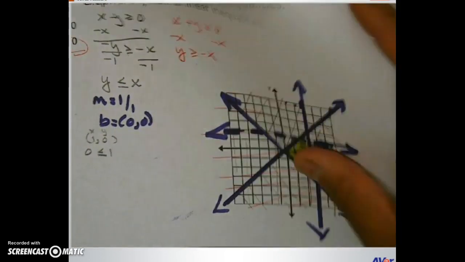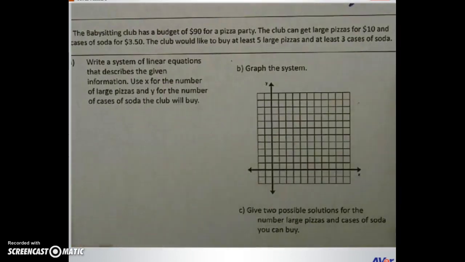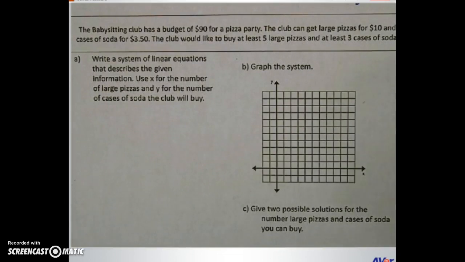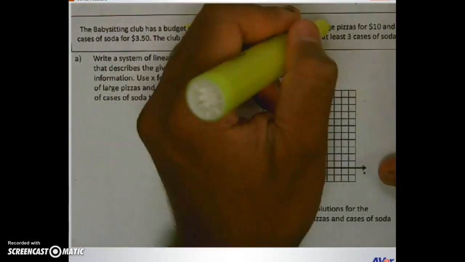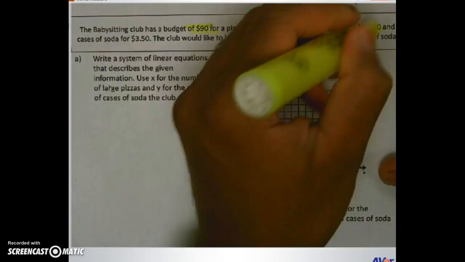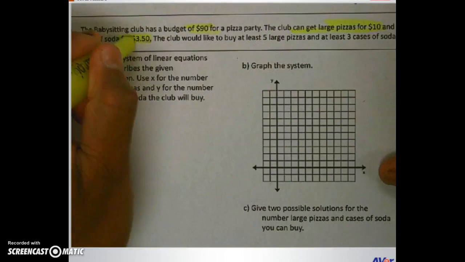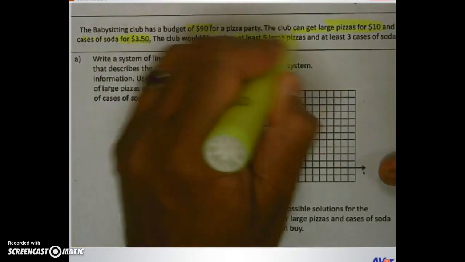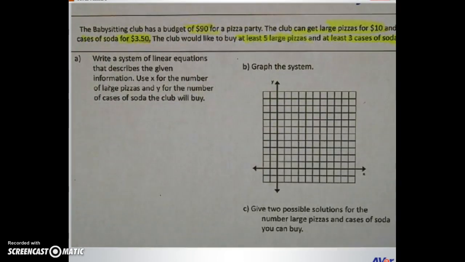One more example for you all. I'll probably let you do some graphing on your own as I'm running out of time. The babysitting club has a budget of $90 for pizza. Oh, for a pizza party. The club can get large pizzas for $10. That's nice. And cases of soda for $3.50. The club would like to buy at least 5 large pizzas and at least 3 cases of soda.